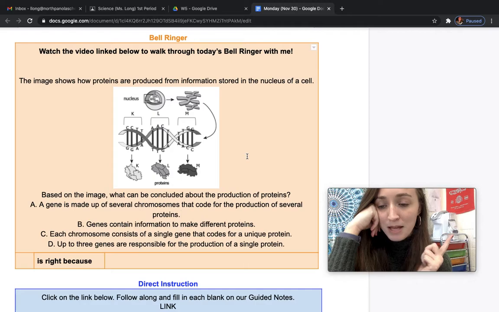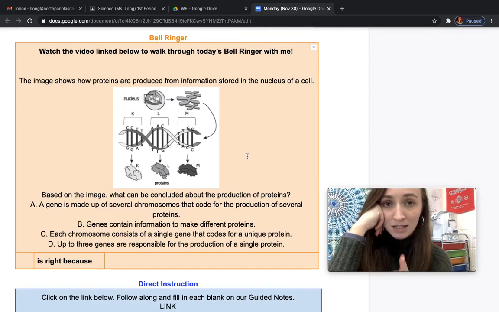Make sure you type down why you know it's correct. Don't just give me the answer, because if you just type a letter and don't say why it's right, you aren't getting credit for that bell ringer. And those people have been pointed out and they should know about it, so let's correct it.